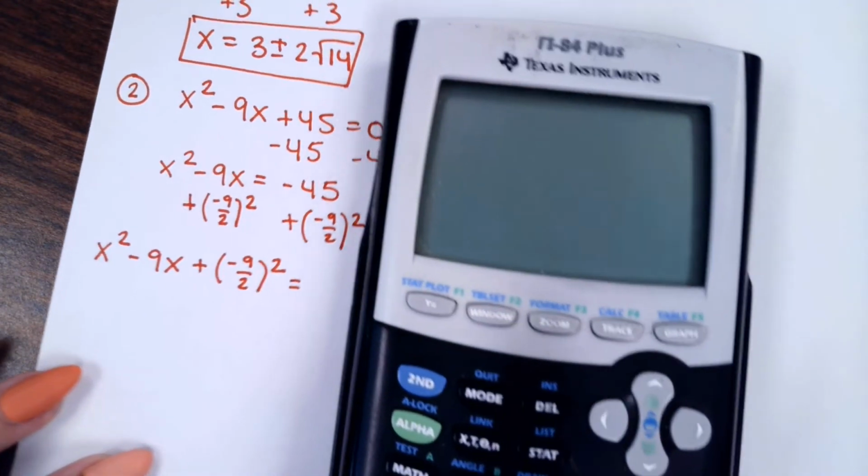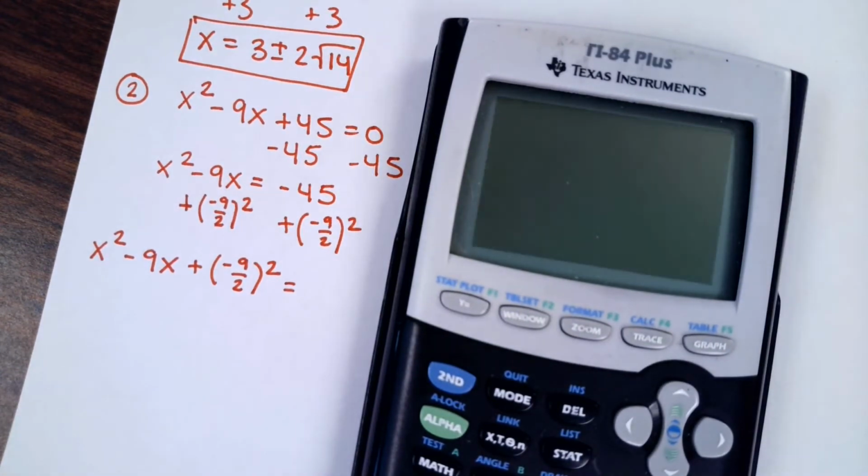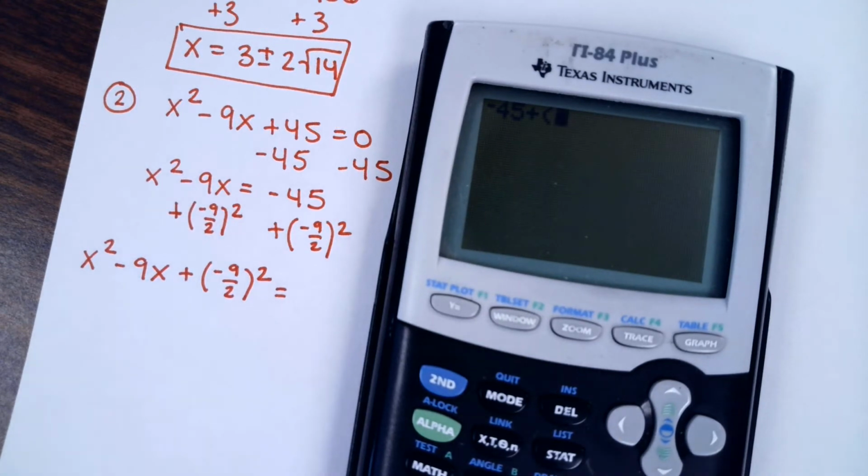So we'll take negative 45 plus, now you guys have fractions on your calculator, but this is my personal calculator and I can't do fractions, so I'm just going to divide. So negative 9 divided by 2 squared. And remember, we don't want decimals, so we're going to turn that into a fraction. So math frac, and we get negative 99 over 4.